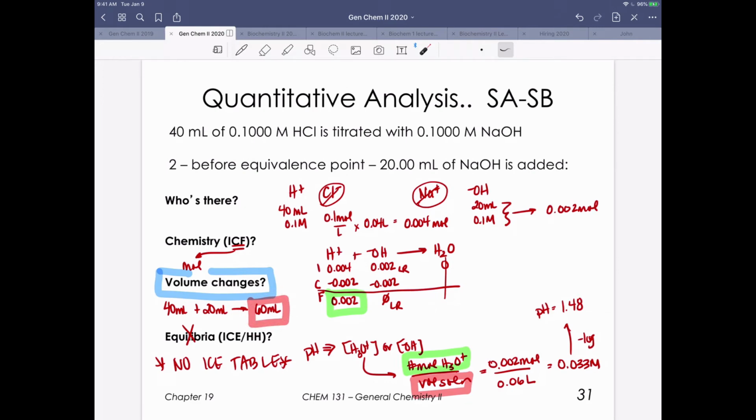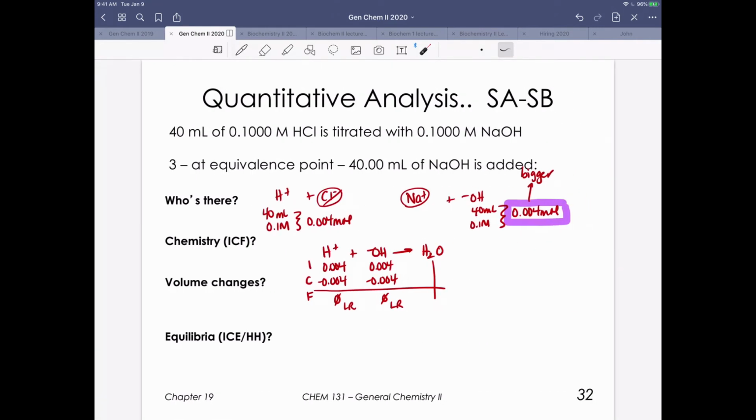Okay, so the next one is going to be thinking about at the equivalence point. I'm going to show you here with this calculation, but I'll let you know if you know you are at the equivalence point of a strong acid, strong base titration, you can just say the answer is going to be 7. But I'm going to show you real quickly here with our calculations why that's the case.